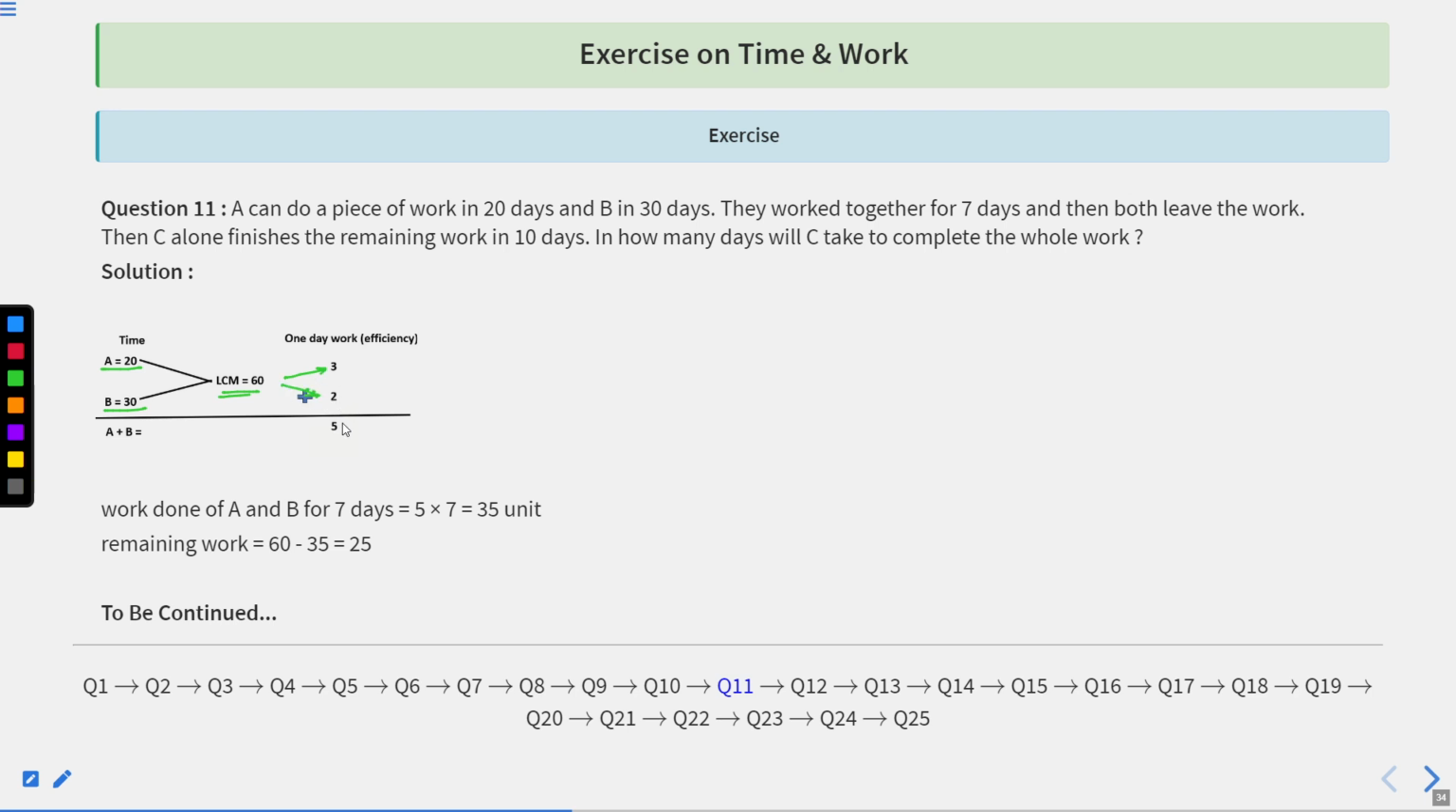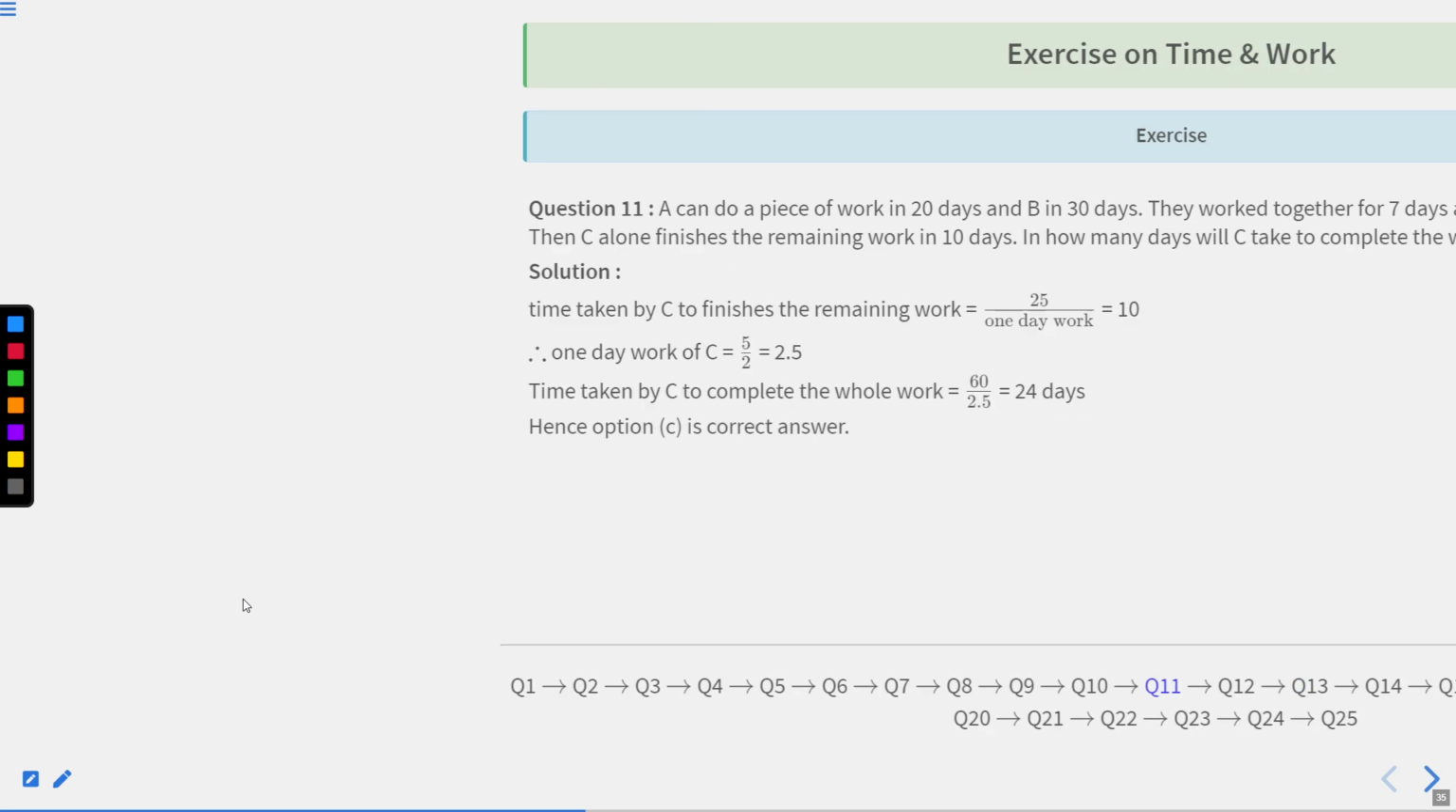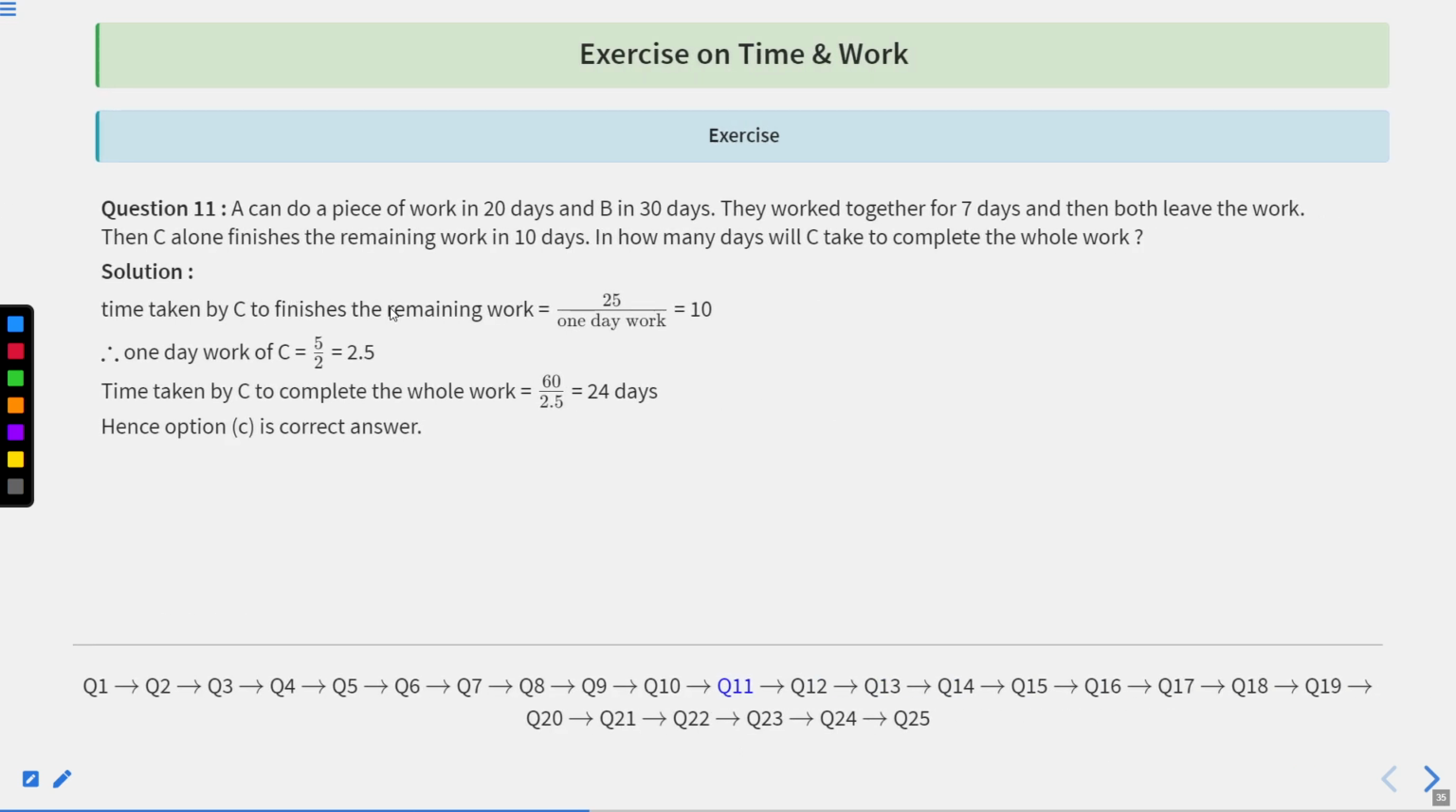So the total work that A and B can do together in a day is 5. So work done by A and B for 7 days is 5 times 7, that is 35 units. So the remaining work is 60 minus 35, that is 25. So the time taken by C to finish the remaining work will be 25 upon the 1 day work, that is 10. Therefore, the 1 day work of C is 5 upon 2, that is 2.5. So the time taken by C to complete the whole work is 24 days. So the correct option here is option C.